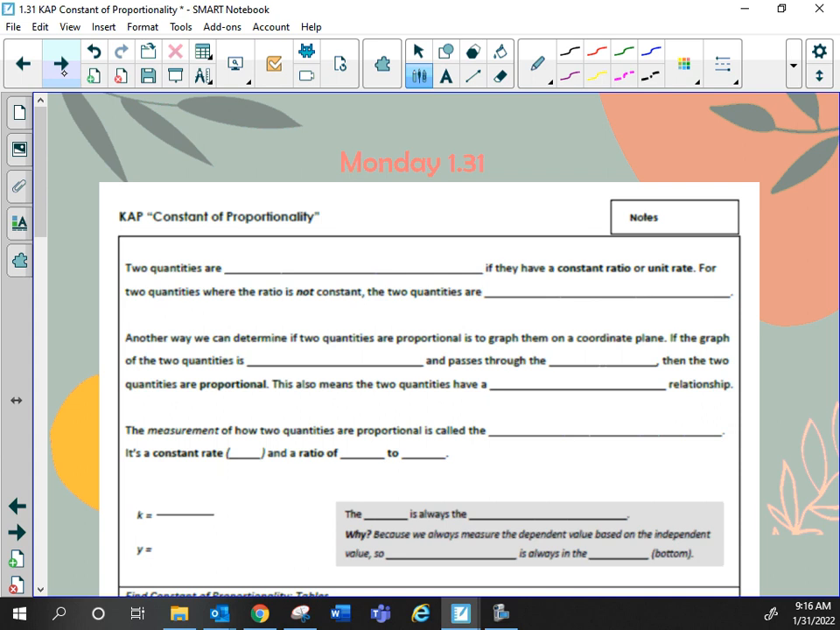Okay? So we are going to be talking about what it means to be proportional and having a constant of proportionality. Everyone say the word proportionality. Proportionality is a different way of saying proportional. Okay? So two quantities are going to be proportional if they have a constant ratio or a unit rate. Okay? It's going at a constant rate every time. For two quantities, when the ratio is not constant, then we would say it's not proportional or non-proportional.